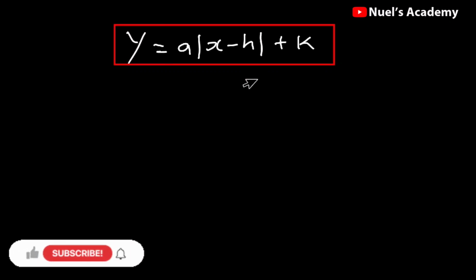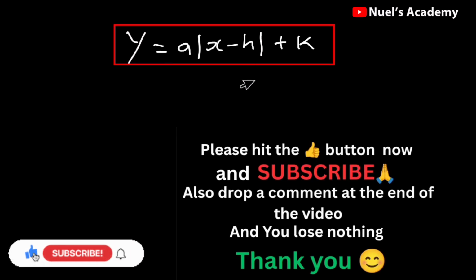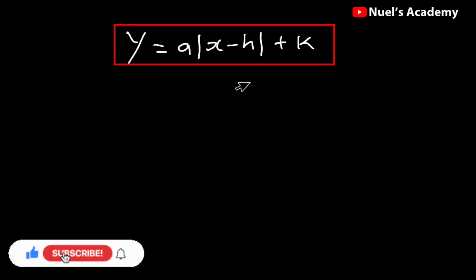In this lesson, we're going to be learning how to graph absolute value functions and also find their domain and range. So the absolute value function is defined by this equation: y is equal to a times the absolute value of x minus h, plus k. Now let's discuss how each of these parts, a, h, and k, influences the graph of the absolute value function. Let's start with a.